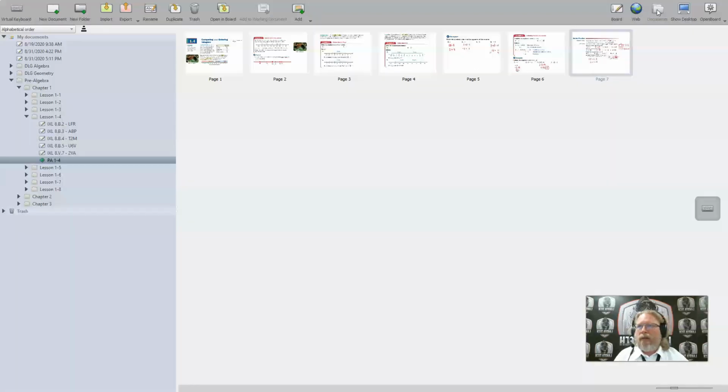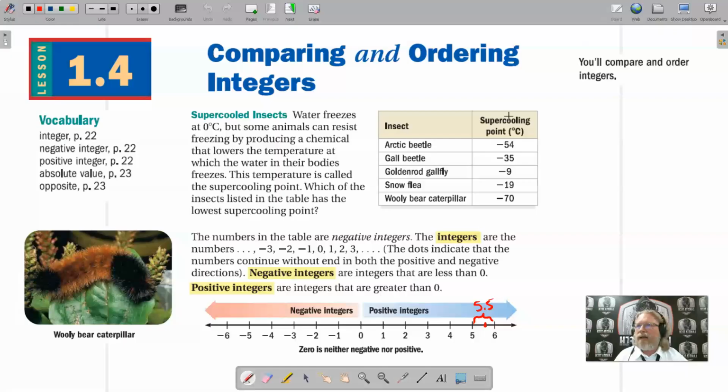All right, so those are all of my examples and discussion for Lesson 1-4. It was titled Comparing and Ordering Integers, where we learned to compare and order integers.